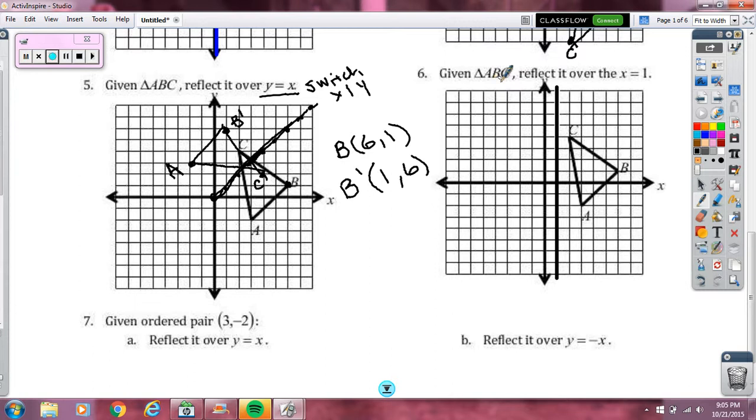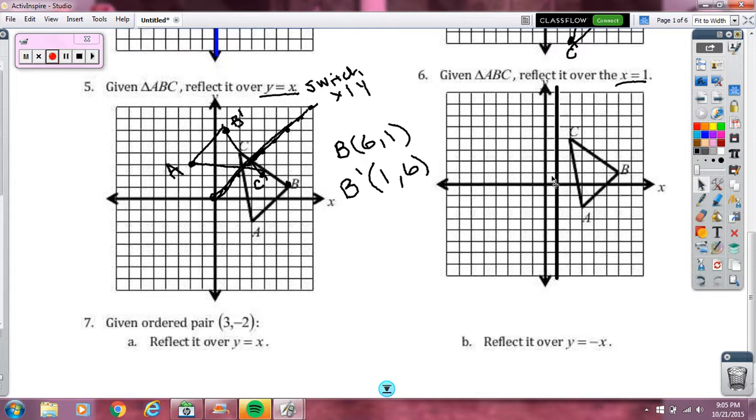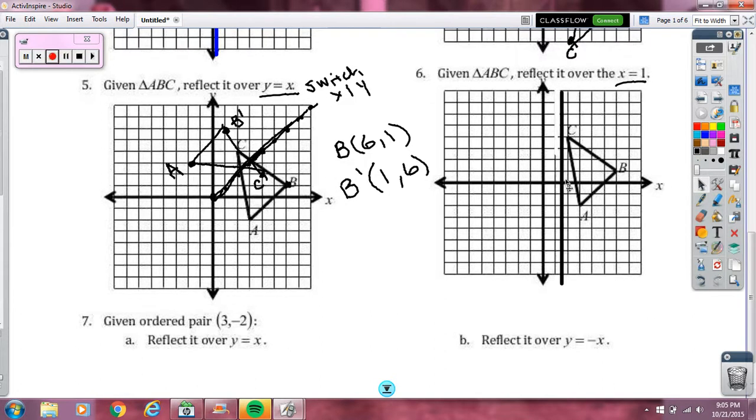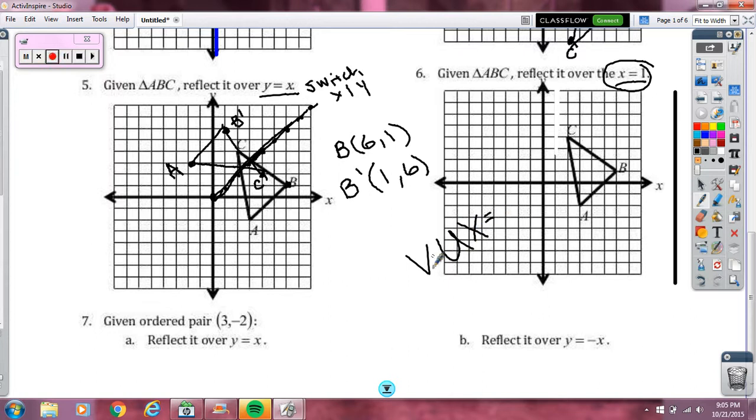For number 6, I'm reflecting over the line y equals 1. And I already drew the line of symmetry in a little bit earlier. There it is. So there's my original graph. x equals 1. Sorry, I said y equals 1. x equals 1. Vertical lines have an undefined slope and are x equals. So a vertical line that goes through an x value of 1 would be everything along those dotted lines. So I'm going to go put my line of symmetry back.